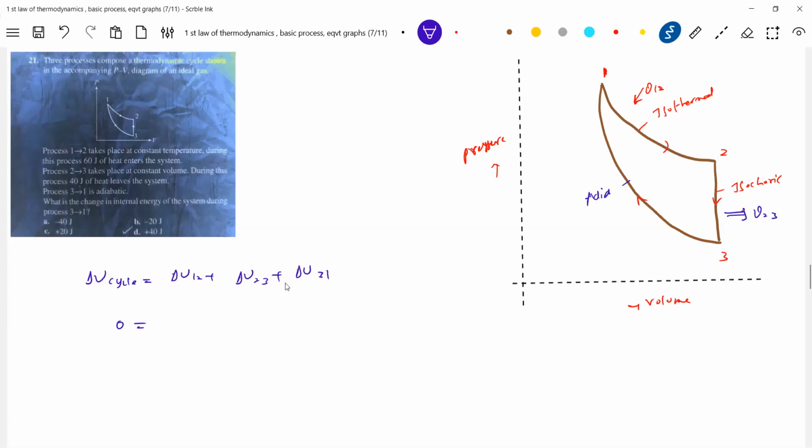For an isothermal process, what is the change in internal energy? It will be 0. For an isochoric process, delta U23 should be equal to Q23. It is rejected, no? And delta U31, what is the change in internal energy of this system? That's what he's asking. Okay, let's substitute here. This will be 0. Q23 is rejected, that's why I put a negative sign. So minus of this is 40. You need not do anything very big here.